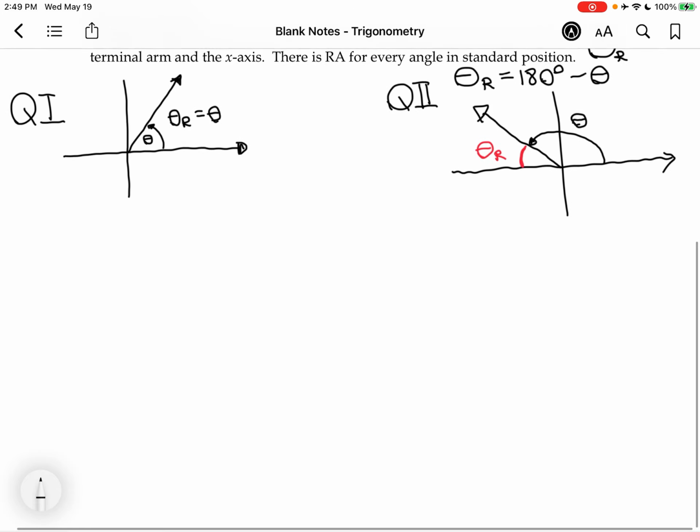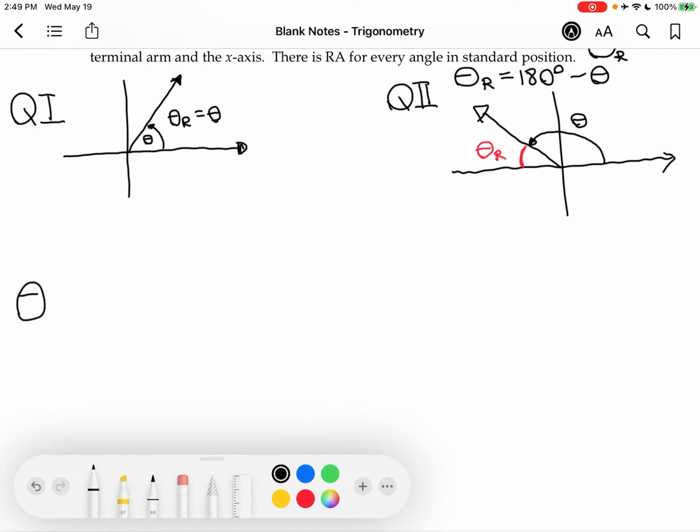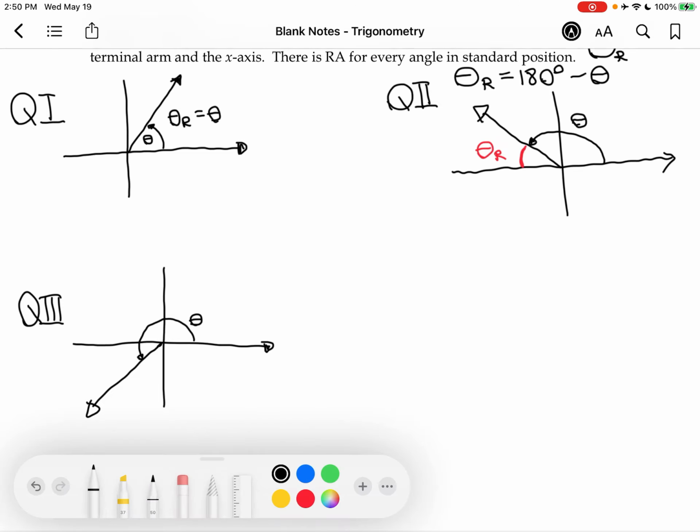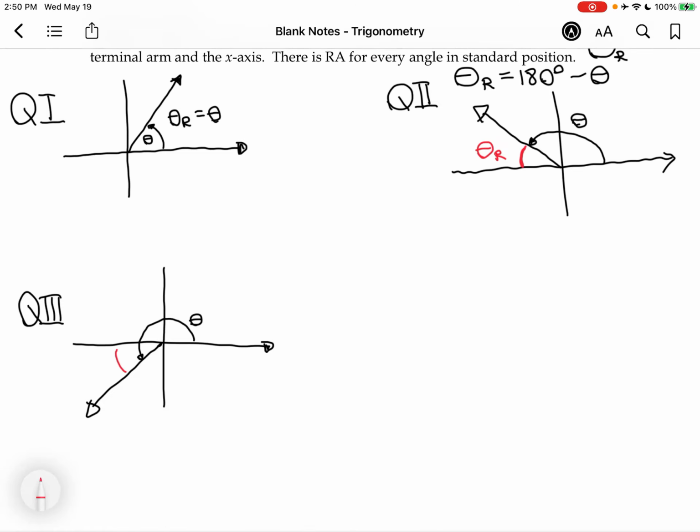Okay, in quadrant 3, let's see what this looks like. Oh, I keep drawing thetas for Q's and Q's for thetas. Maybe by the end of this I'll get this right today. Q3. So in Q3, here's our initial arm, and our terminal arm might be somewhere here. So this is our entire angle. That's our theta. But our reference angle is just the acute angle between the terminal arm and the x-axis. This is our reference angle, just that piece.